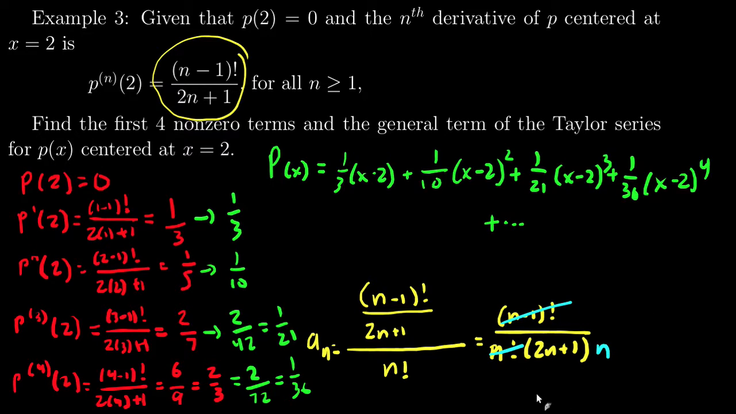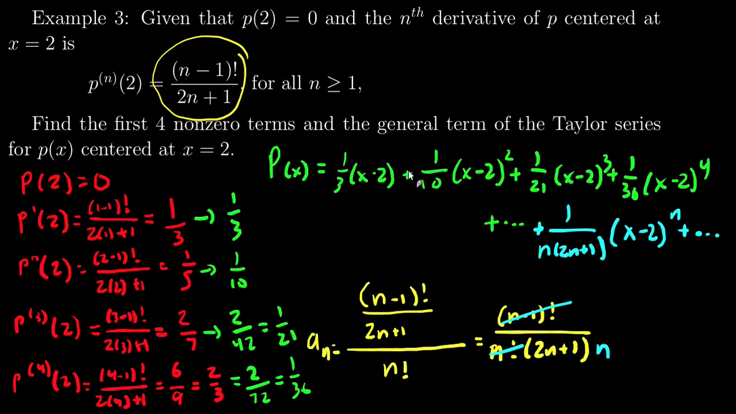If you're not sure why, just think if I have 5 factorial over 6 factorial, that's 5 times 4 times 3 times 2 times 1 over 6 times 5 times 4 times 3 times 2 times 1. I'm just left with 1/6. Everything else canceled. Okay. So in here, the general term now, well, this was the coefficient: 1 over n times 2n plus 1. And I have x minus 2 to the nth power. And you can double check.